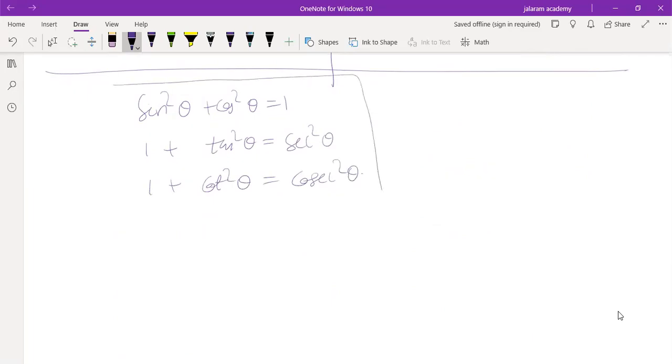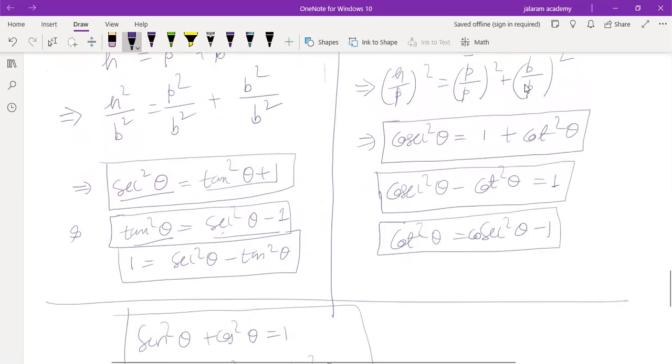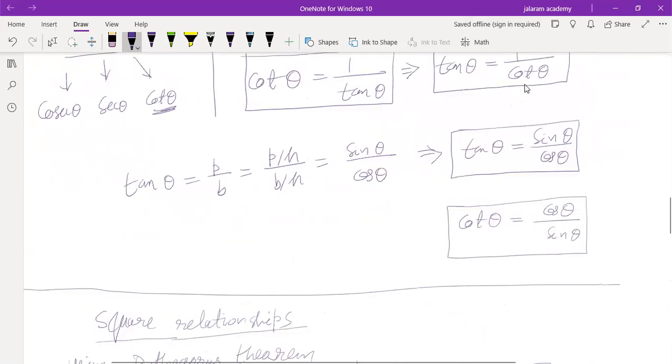And before this, we have studied 8 other formulas. Sin theta equals 1 by cosec theta, cosec theta equals 1 by sin theta. Sec theta equals 1 by cos theta, cos theta equals 1 by sec theta. Tan theta equals 1 by cot theta, cot theta equals 1 by tan theta. Then tan theta equals sin theta upon cos theta, and cot theta equals cos theta by sin theta.